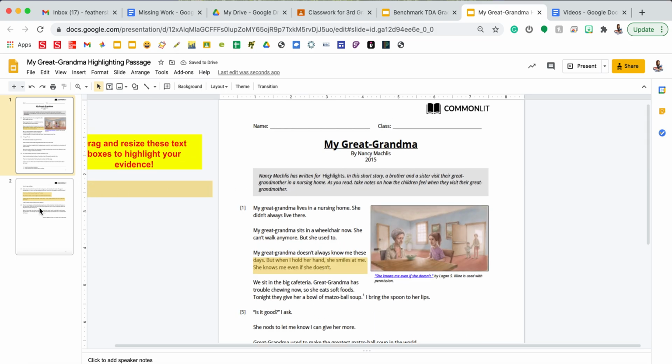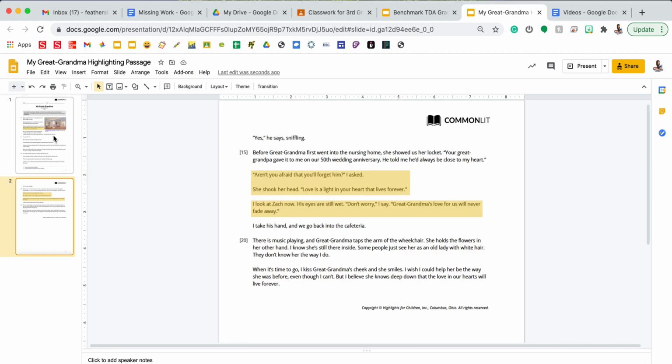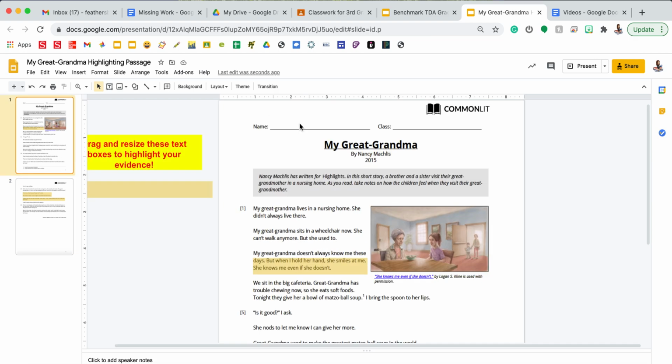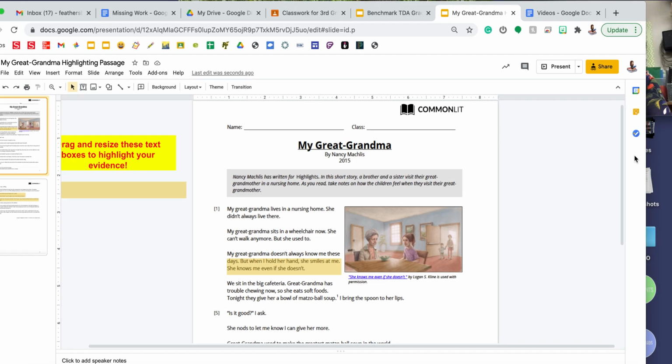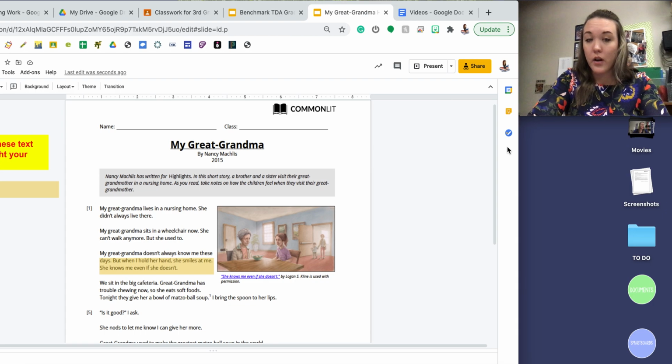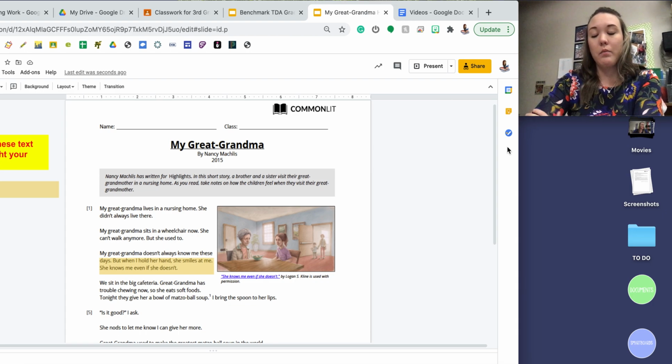So I have 3 solid pieces of evidence highlighted and chosen. That is your TDA assignment for today. Tomorrow we will come back and look at this assignment again and take the next steps of completing our TDA chart. If you have any questions, please feel free to reach out to any of the ELA teachers.